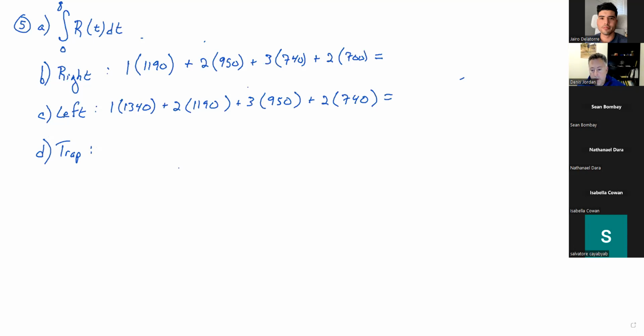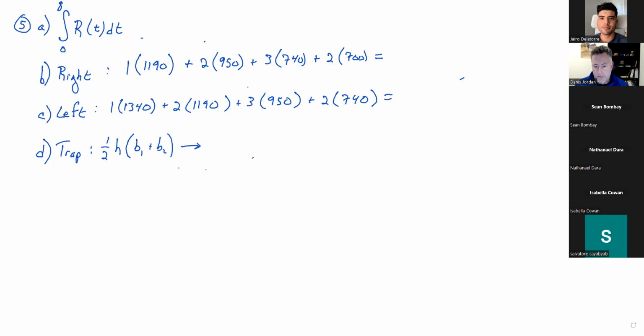So for the trapezoidal rule, you're using the area of a trapezoid. And the area of a trapezoid is 1/2 times the height, times the sum of the two bases.